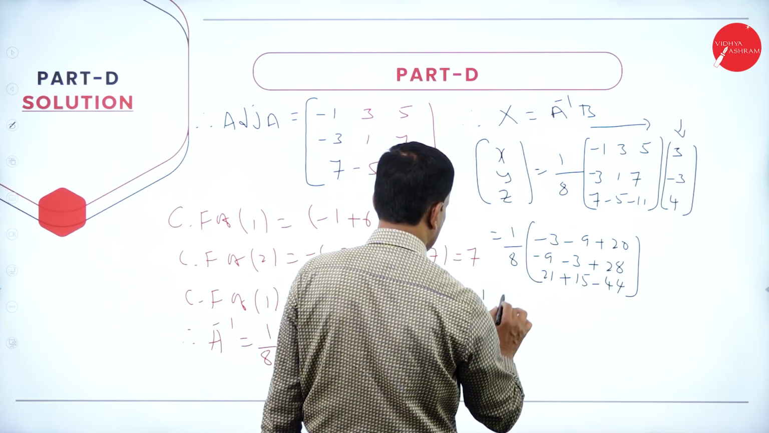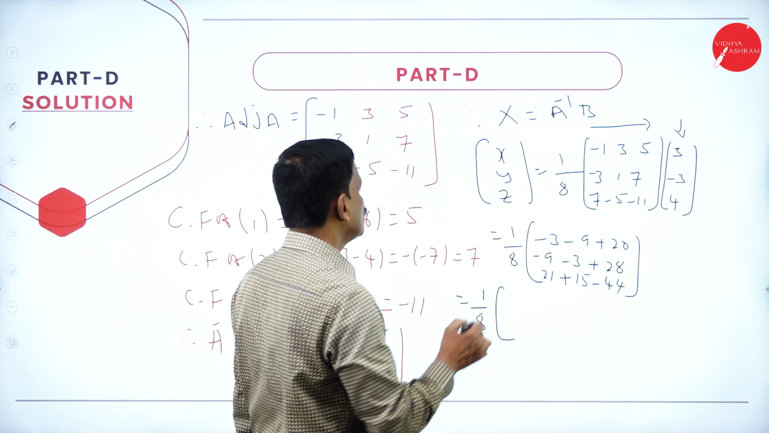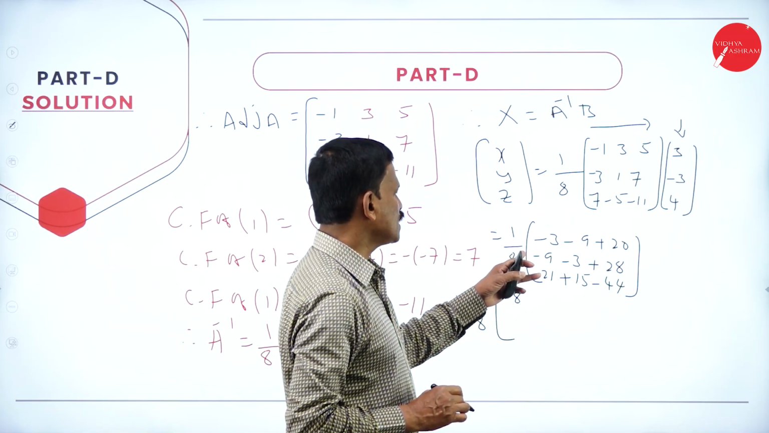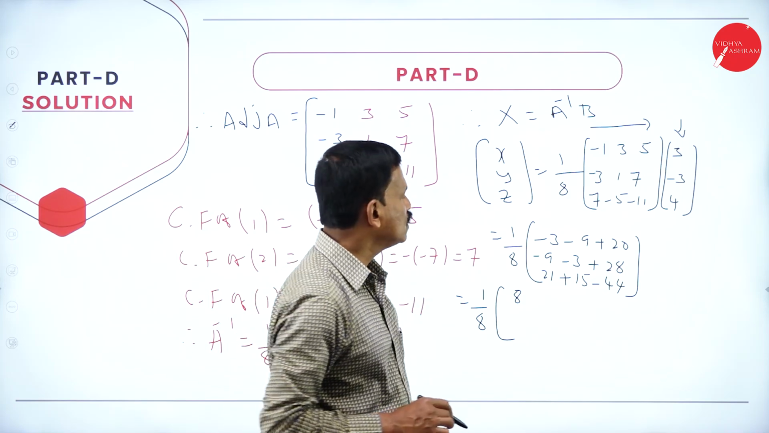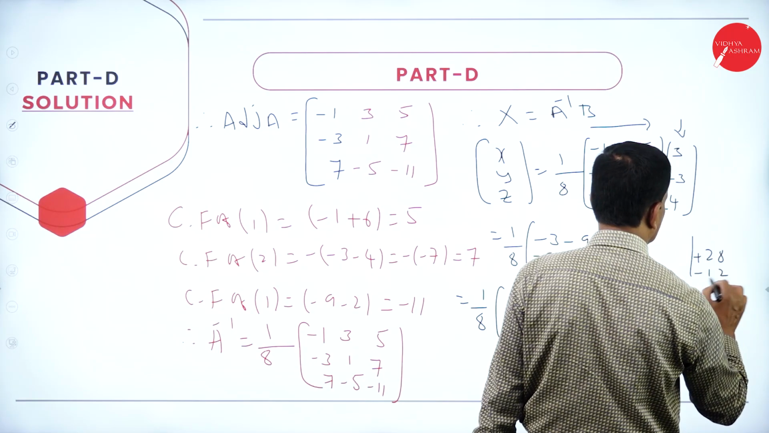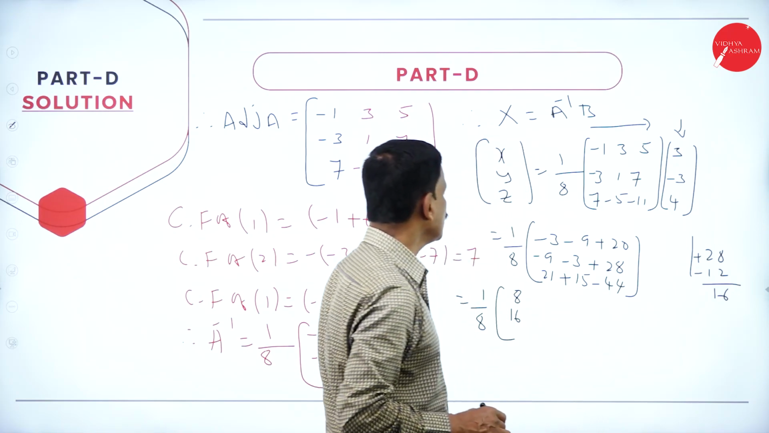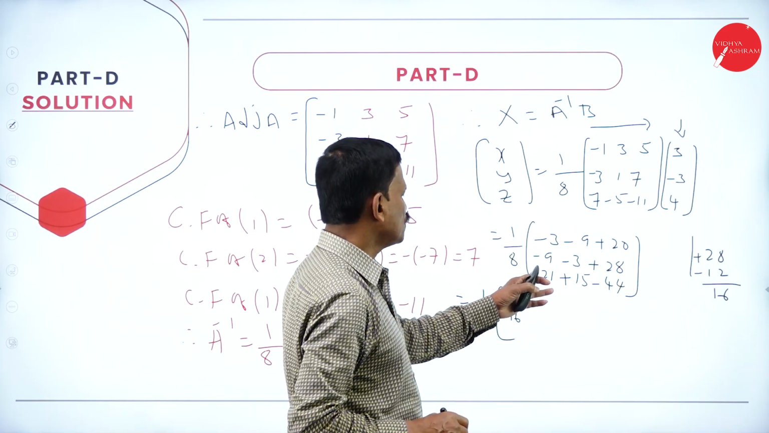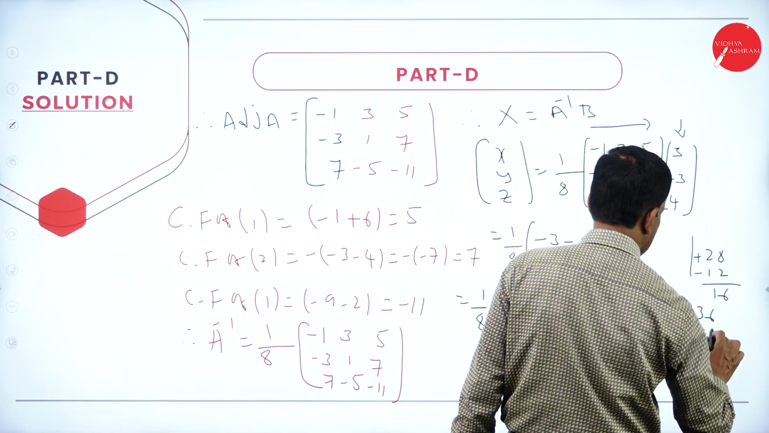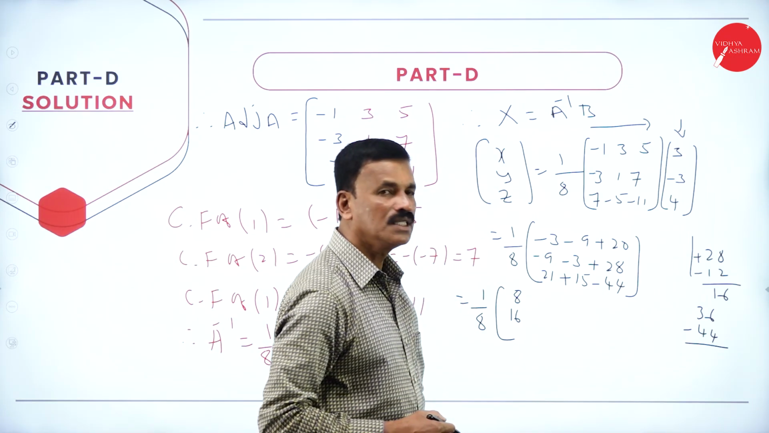So this is 1 over 8 into, simplify. So minus 9 minus 3 is minus 12, 20 minus 12 is 8. Again, minus 9 minus 3 is minus 12, 28 minus 12 is 16. Again, 21 plus 15 is equal to 36. 36 minus 44, what is this equal to? 36 minus 44 is equal to minus 8.